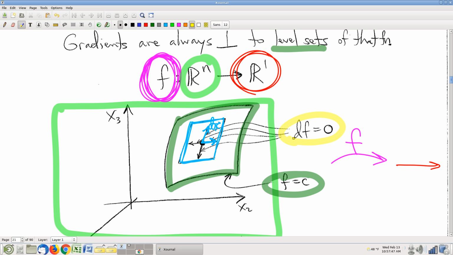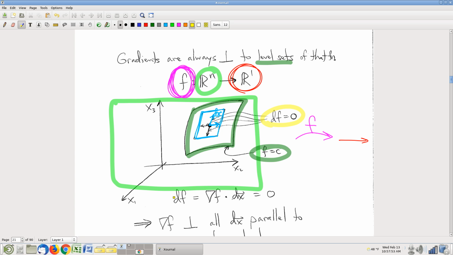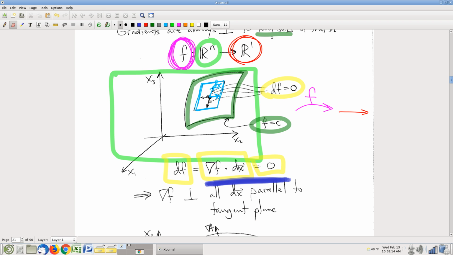Okay. So what do we do with that? df equals 0. Well, here's an easy place to go with that. We have a formula for how to compute df. df is computed by that dot product. So if df is equal to 0, what we're saying is this dot product is equal to 0. If a dot product is equal to 0, that means that we have a perpendicularity.